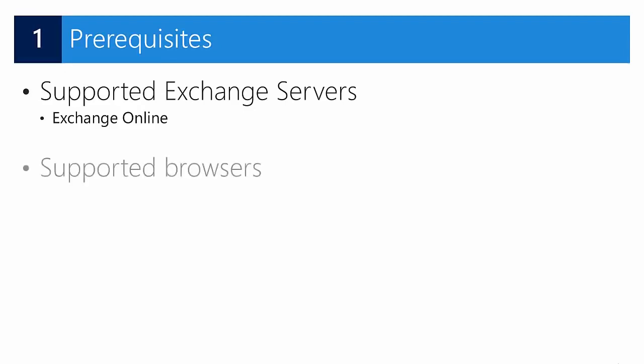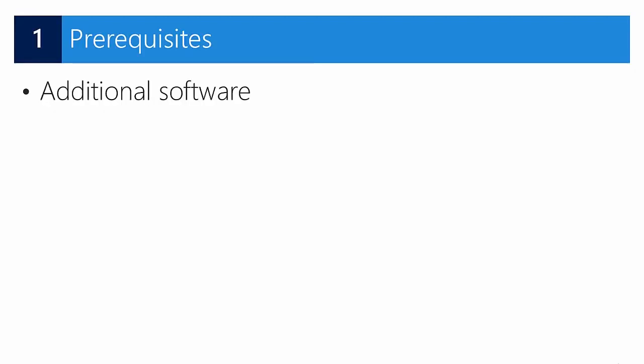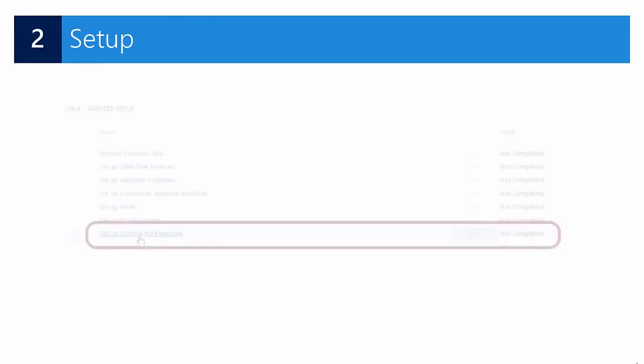And to run the Outlook application, multiple browser versions are supported, as you can see here below in the list. Additional software you might require, of course, is Office 2016, Office 2013 Service Pack 1 or later, or Microsoft Office 2010. So in the next step, we'll have a look at how we can get it set up.